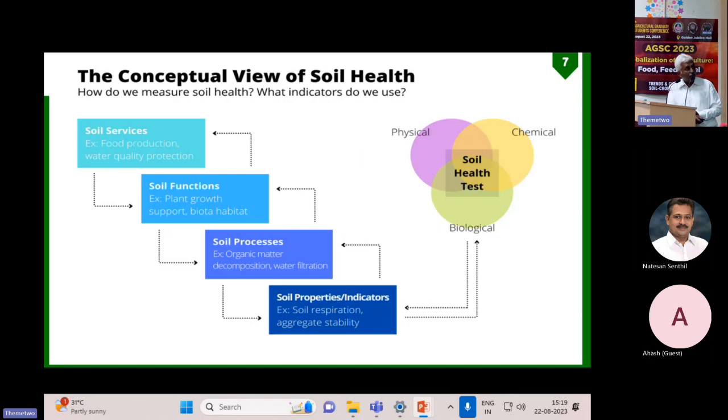This will be served by the soil. Soil process, for example, soil helps in the development of soil organic matter by proper decomposition and also water filtration. Suppose the soil is maintained with proper aeration and other activities, then only you can say there is proper organic matter generation. And soil properties in physical means, for example, soil respiration and aggregate stability, all put together to maintain the soil health on physical, chemical, and biological means.